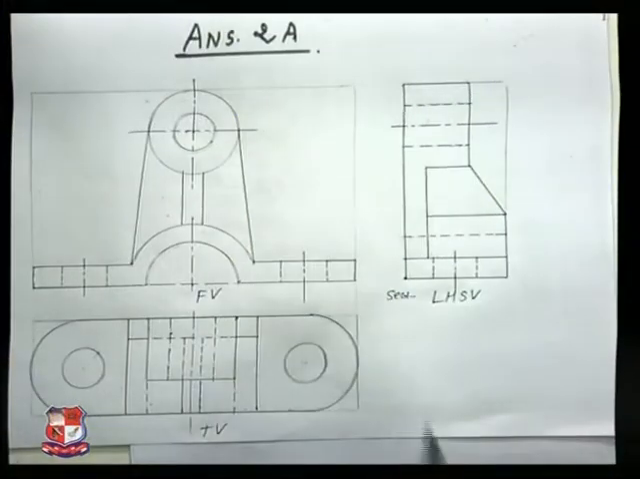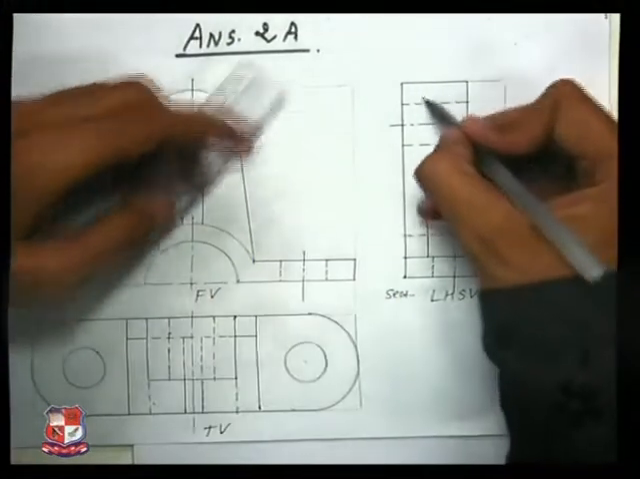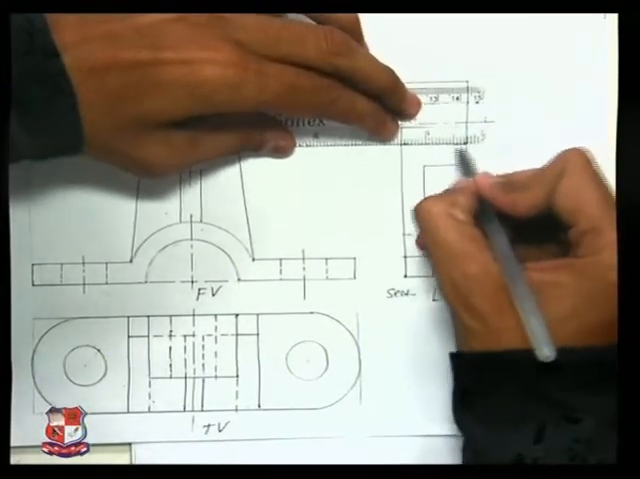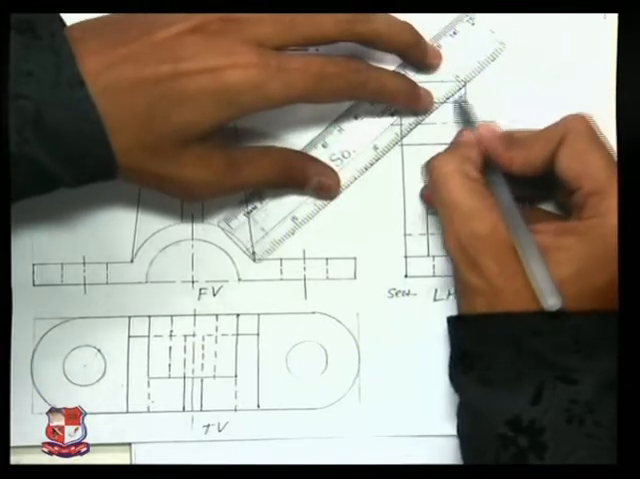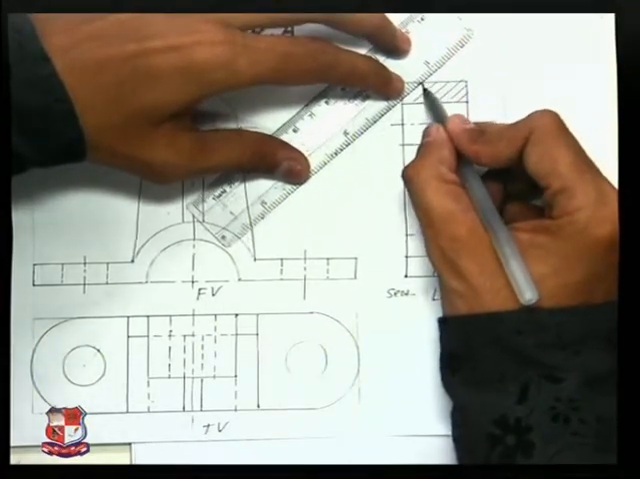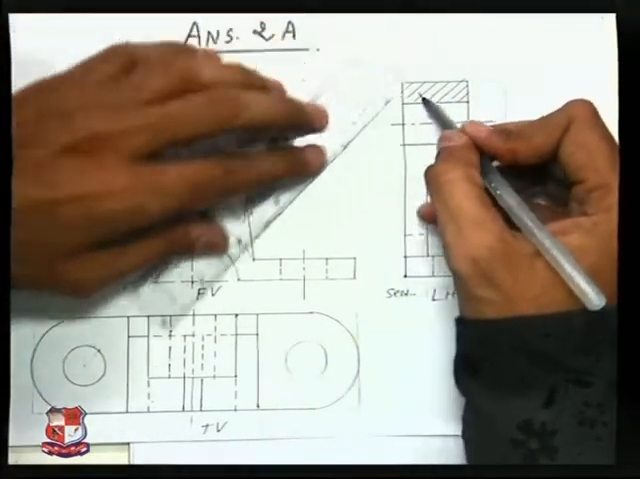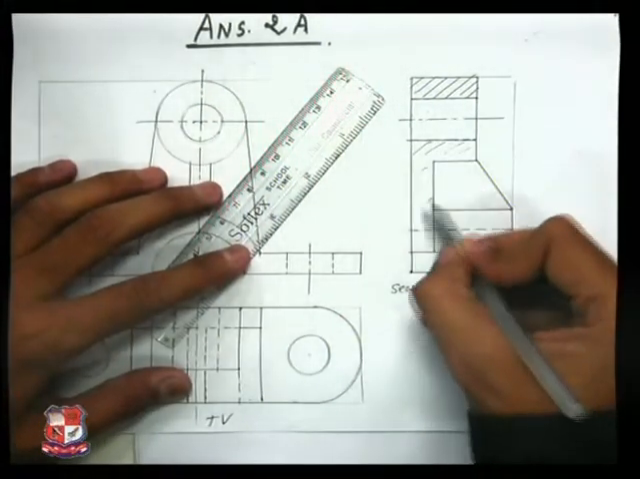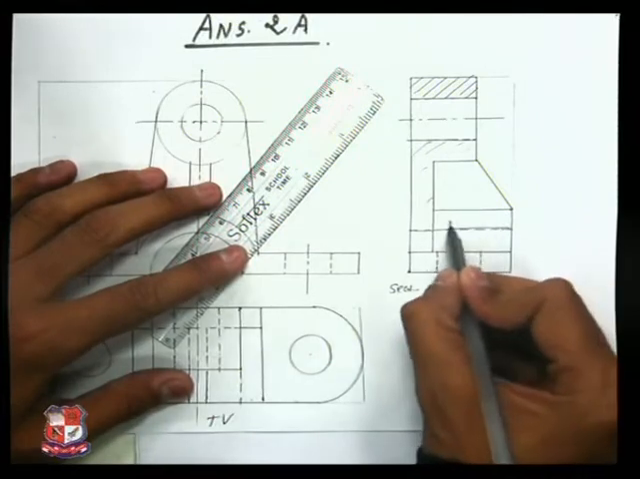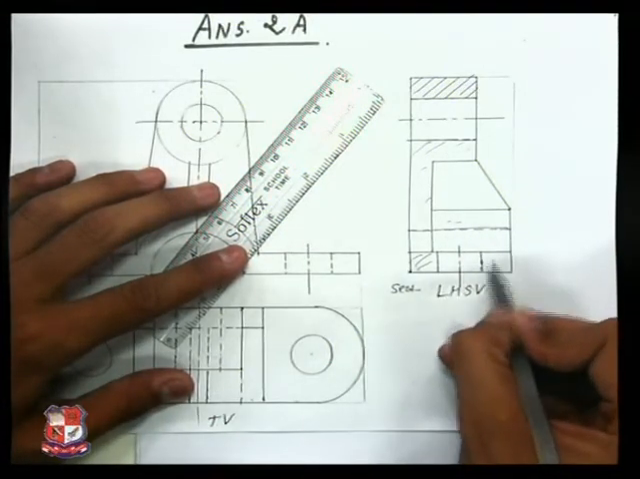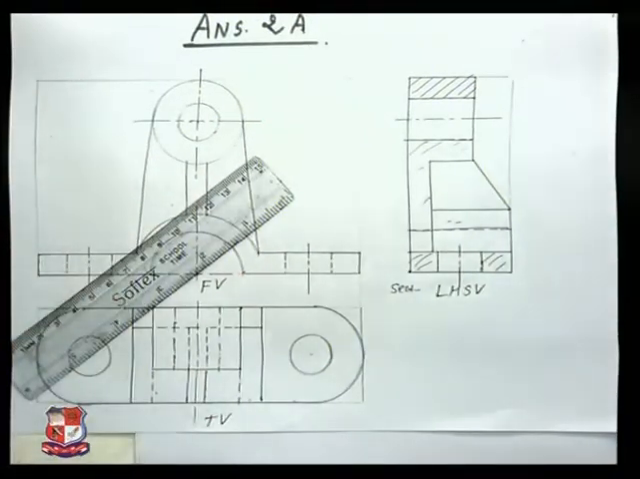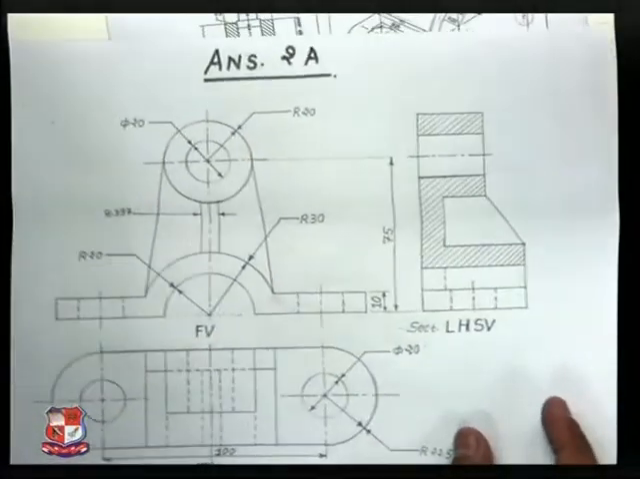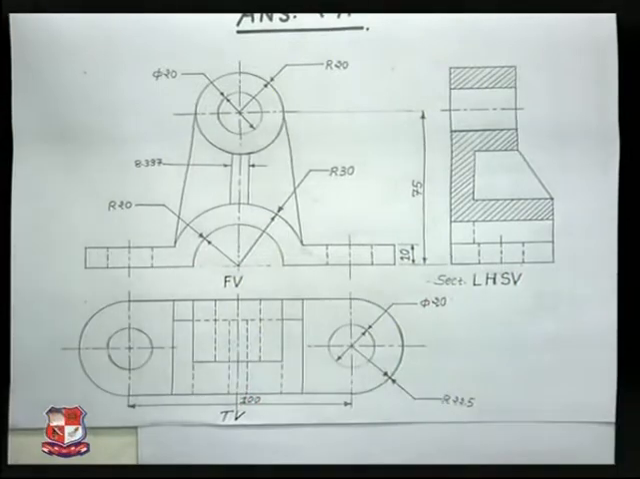So for that, if we slice, this portion would be cut. So we have to cut this portion and draw section lines in this portion, because if we slice it, this material would be cut. Here also section line would be there. Here also section line would be there. Here section line would be there. Here also section line would be there. And the final solution would appear like this. This is the solution of the problem.